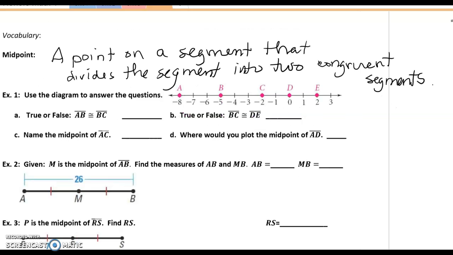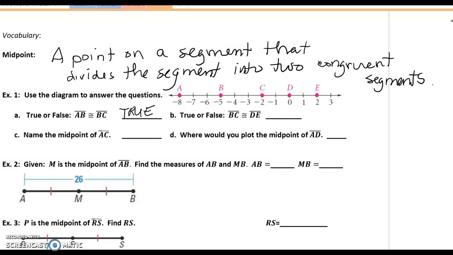Let's go ahead and answer the questions here for example number 1. So using the location of these points in a number line, true or false, segment AB is congruent to segment BC. All right, because the distance between A and B is 3 units, and the distance between B and C is also 3 units. That means that these two segments are congruent.